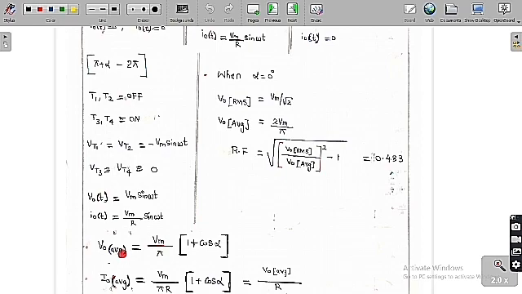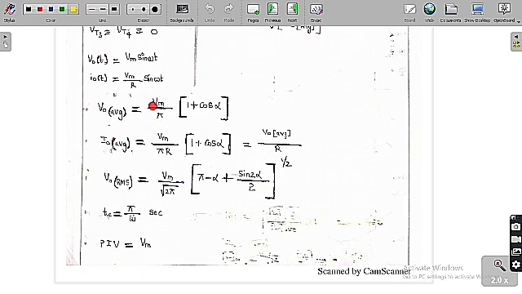Now if you want to find the average output voltage, V naught average is equal to 1 by 2 pi into 2 times the integration from alpha to pi of Vm sin theta d theta. If you solve this, we are going to get Vm by pi into 1 plus cos alpha. This is the average output voltage. By knowing this, we can figure out the average output current also. V naught average is equal to I naught average into R, so I naught average is equal to V naught average by R. If we substitute, we are going to get Vm by pi R into 1 plus cos alpha.